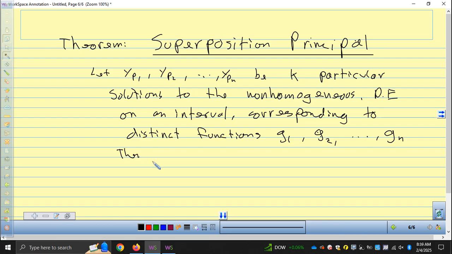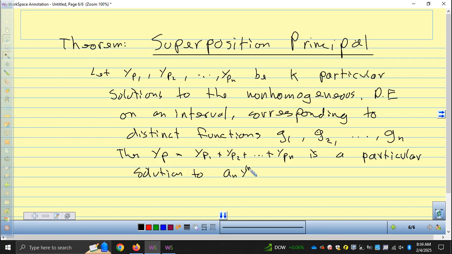Then y sub p equals y sub p1 plus y sub p2 plus dot dot dot plus y sub pn is a particular solution to a sub n y to the nth derivative plus a sub n minus 1 times the n minus first derivative plus dot dot dot plus a0 y equals g1 plus g2 plus dot dot dot plus gk. Sorry, gk. This should be a k.